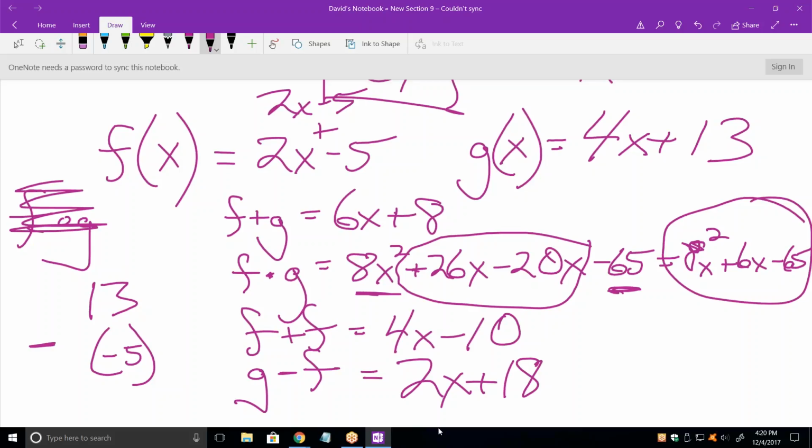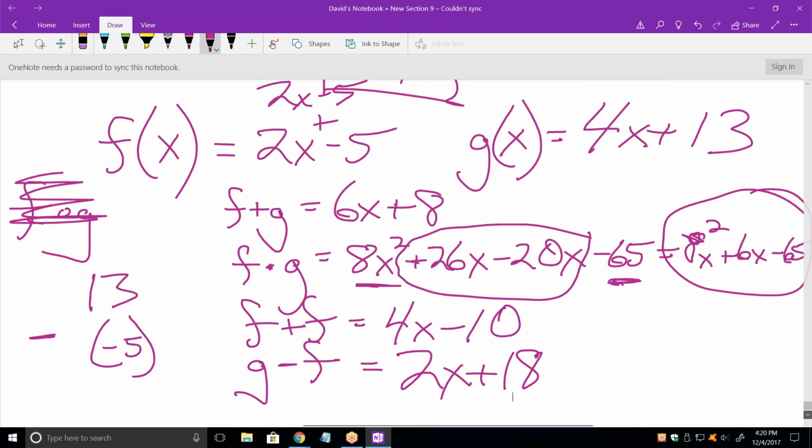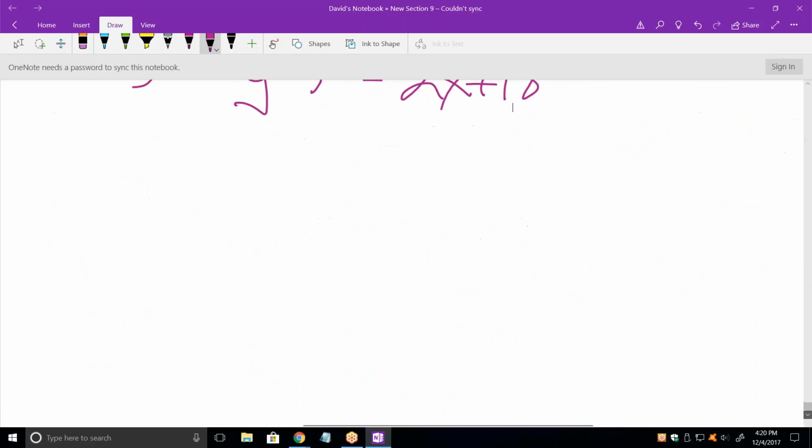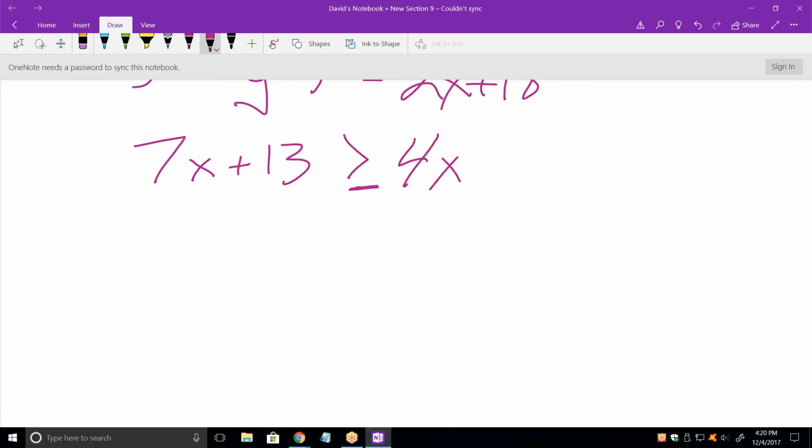All right, what else we got? We got 10 minutes. We got another kind of problem? Yeah, we have solving an inequality. Okay, good. So 7x plus 13 is greater than or equal to 4x minus 11. Okay. Go.